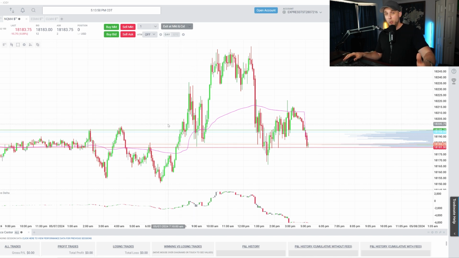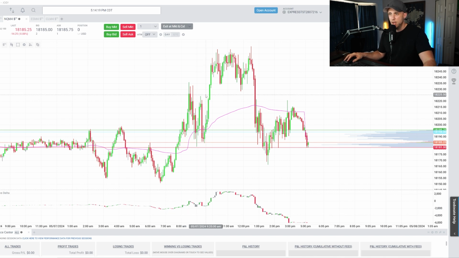For those that don't know what the initial balance is, it's the first hour of the trading day. So the market opens at 8:30 a.m. Central Time or 9:30 Eastern Time, and it's the first hour of the day. For me, the initial balance is set at 9:30 a.m. because that would complete the first hour of the day. So what I'm doing here is I'm going to 9:30.